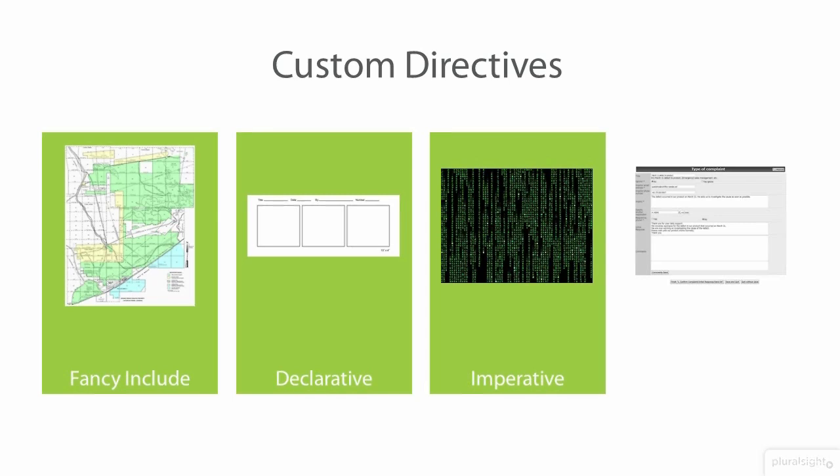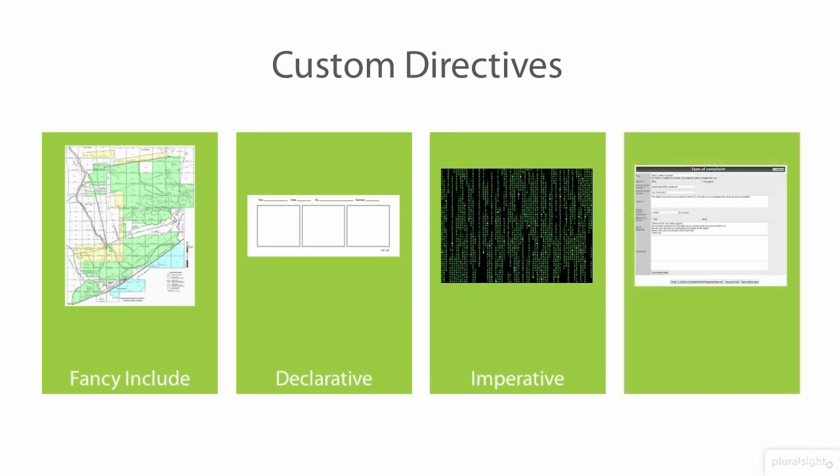And the last category of directive is the form-related directive. These types of directives typically need to interact with the built-in ng-model controller or ng-form controller, and they handle user input and validation. We'll look at these types of directives in the next module when we focus on forms. But let's kick things off for now by looking at a templated directive, what I call the fancy include.